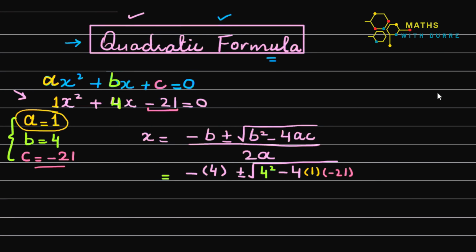And I am putting brackets here. Why? Because the value of c has a minus sign with it, and a and c are multiplied with each other. That's why, because of the minus sign, I put the brackets. Okay, now upon 2a. What is a? Again, I will substitute a as 1. So this is what you need to do as the first step.